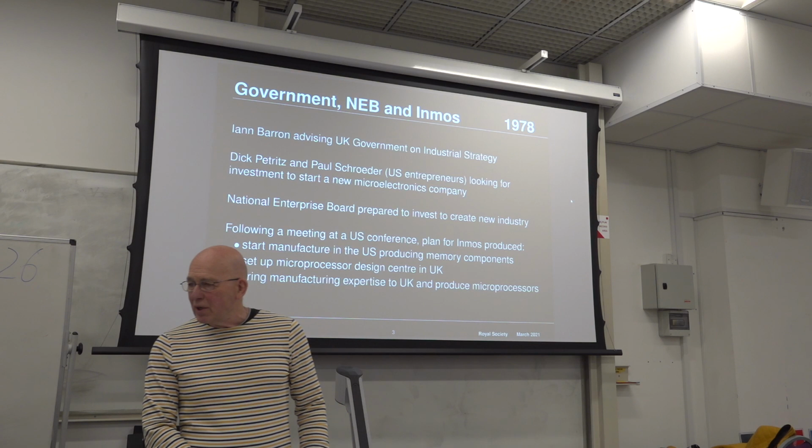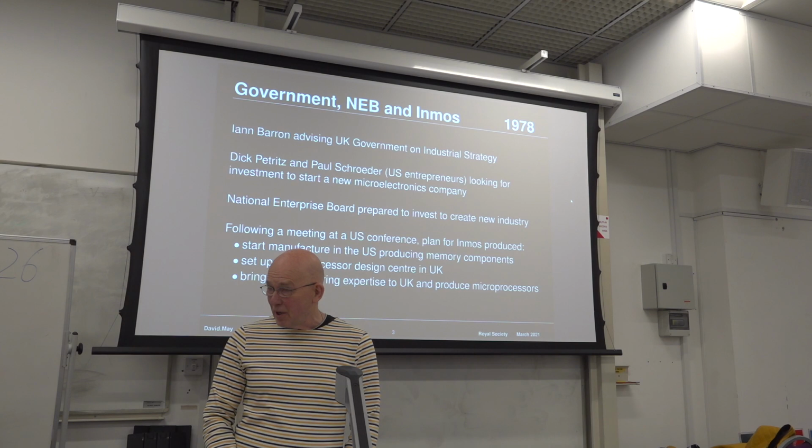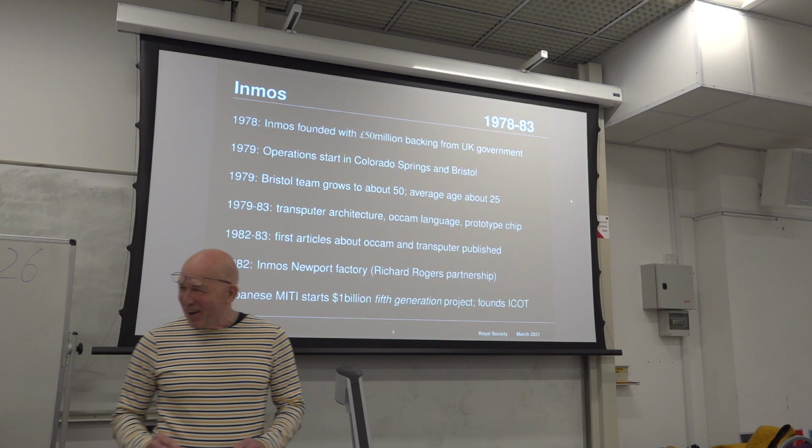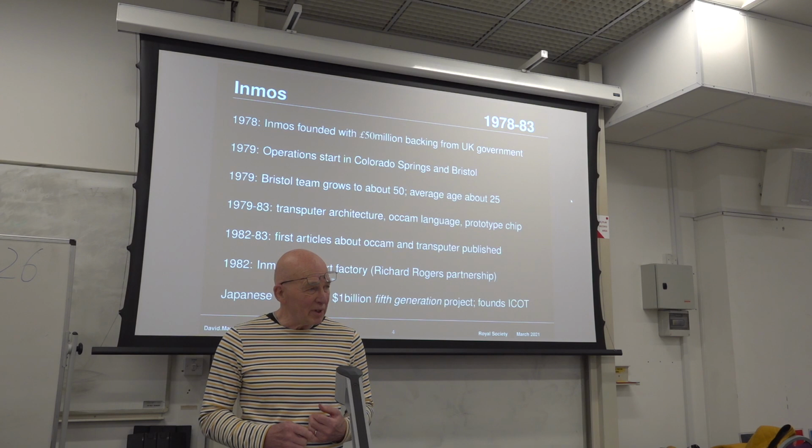You might notice that the potential Labour government that we might have sometime now talks about a national wealth fund, which is exactly the same idea, in fact, as the National Enterprise Board, as far as they can see. Good luck to them. It was quite a lot of money. Inmos was founded with 50 million of venture capital from the UK government, which in 1978 was a lot of money. It was an accident that it was that amount of money.